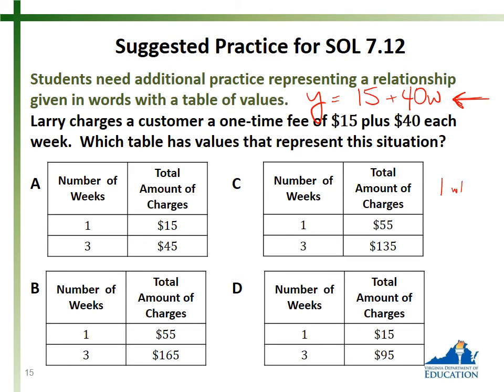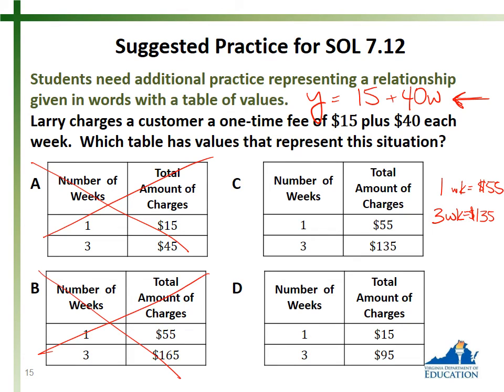So 1 week is equal to $55. And you can see I'm also trying to figure out 3 weeks. Our 3 week value would be 3 times 40, which gives me 120, plus 15 gives me $135. And so here we're already given our 2 values. A doesn't work.